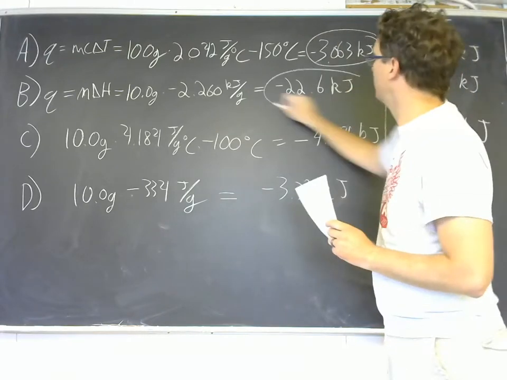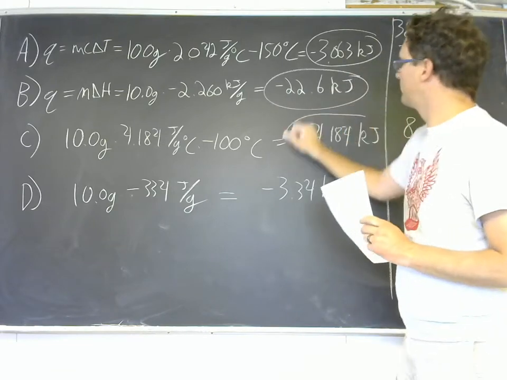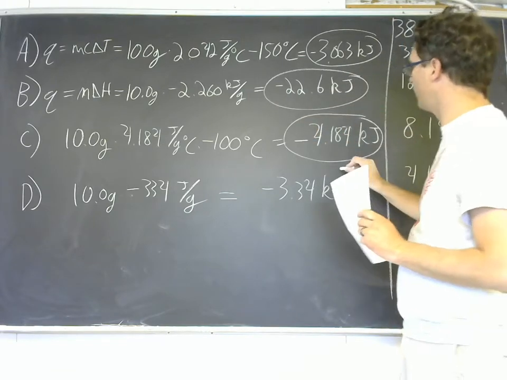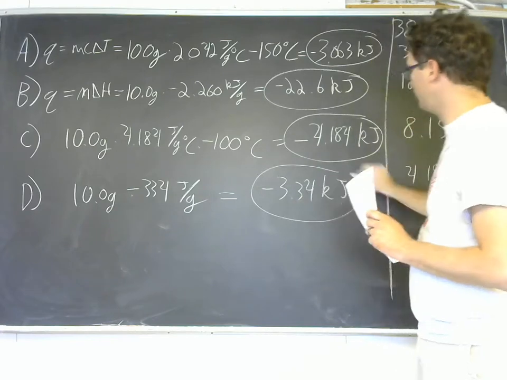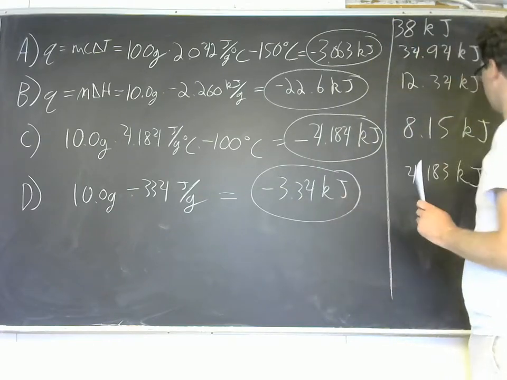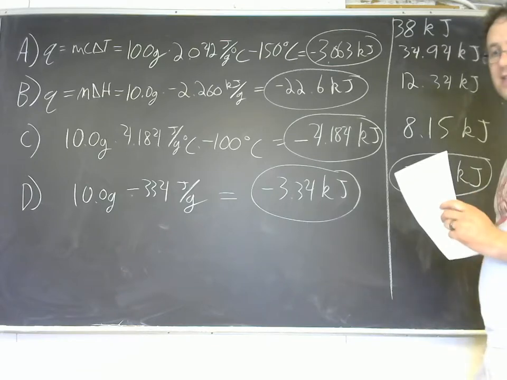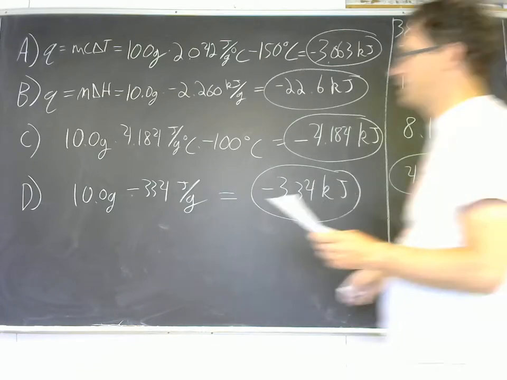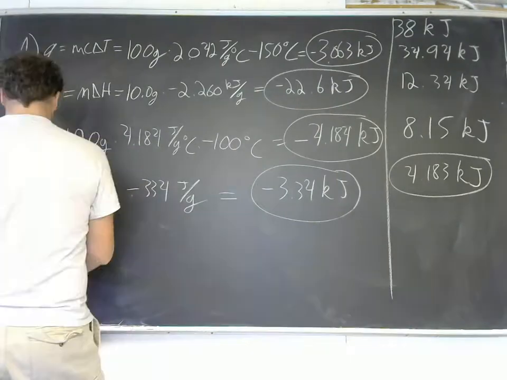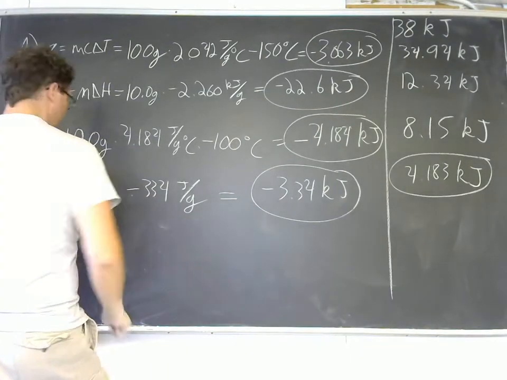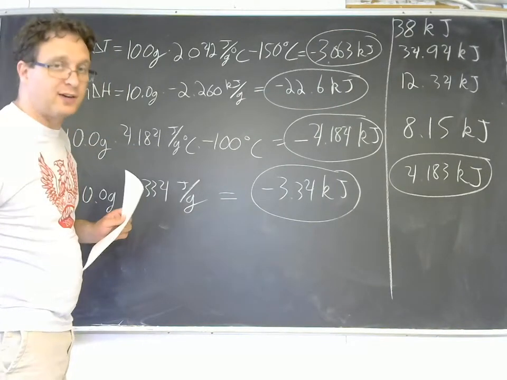So step A, you lose this amount, 3 kilojoules. Step B, you lose 22 kilojoules. Step C, you lose 4.184 kilojoules. D, you lose 3.34 kilojoules. And then E, you're going to lose the remainder. All the remaining energy is lost in step E. And this is the cooling of the ice. And the question now becomes, what is the final temperature?